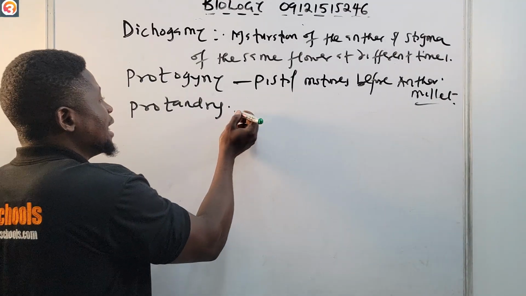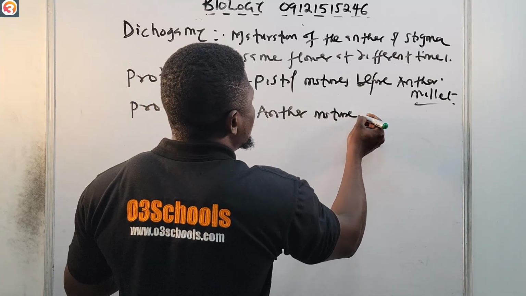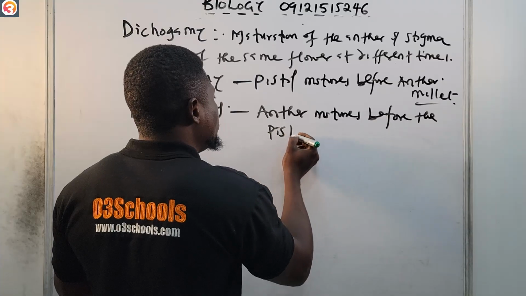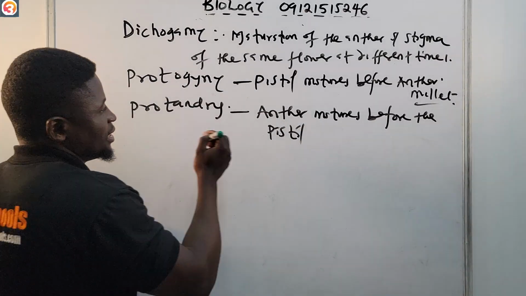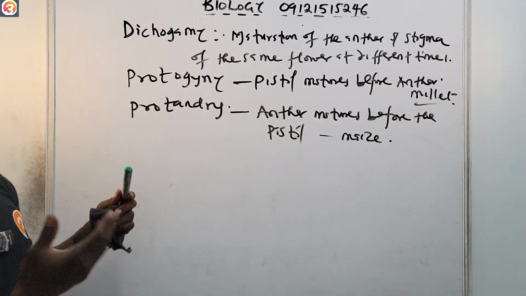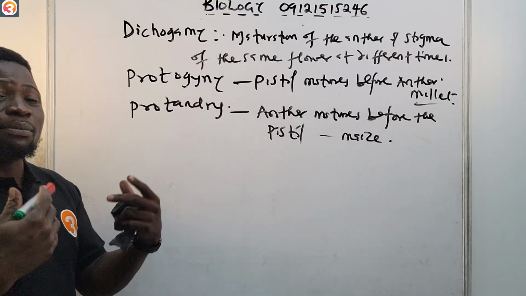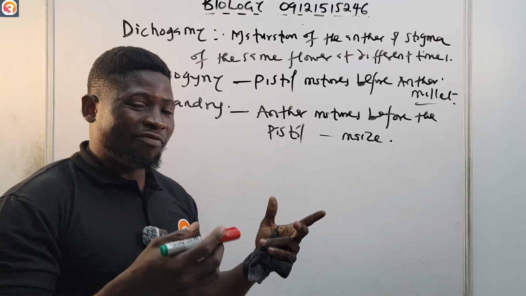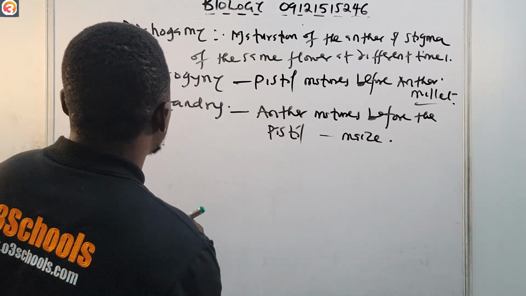While for protandry, the anther matures before the pistil. Of course, an example is in maize. You can see this example in maize. All of these discourage self-pollination and help to encourage cross-pollination. Another factor that discourages self-pollination and encourages cross-pollination is called heterostyle.